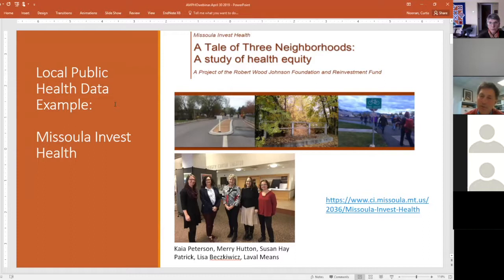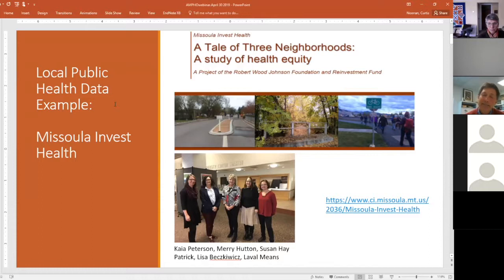And this was started by a team that's pictured there on this slide: Kai Peterson, Mary Hutton, Susan A. Patrick, Laval Means, and the leader of this group is Lisa Miskevich, that is the health promotion director for Missoula City County Health Department.